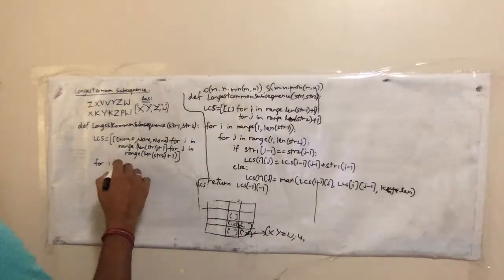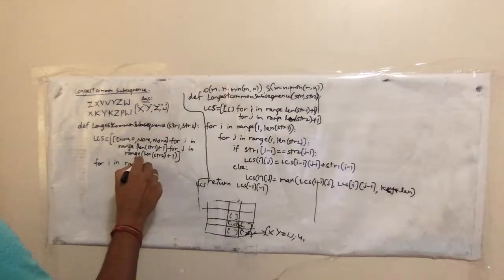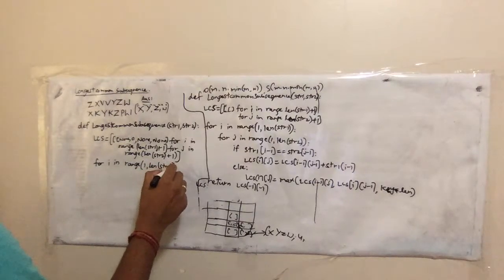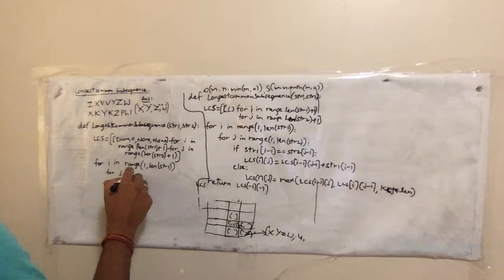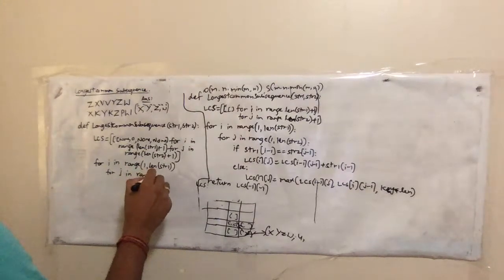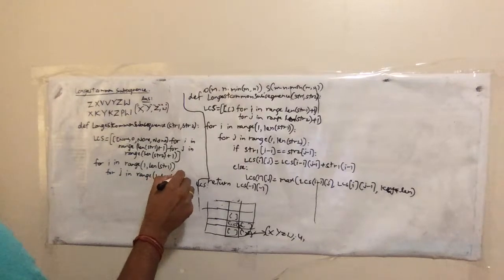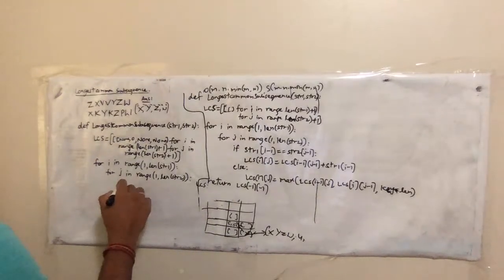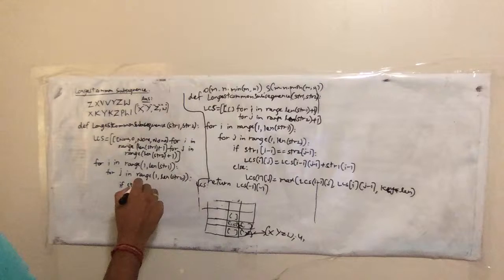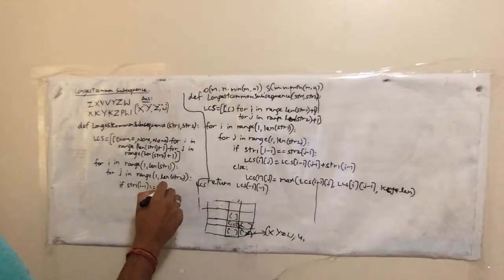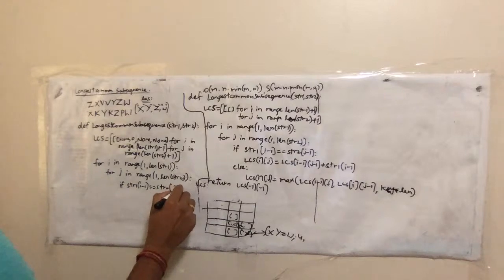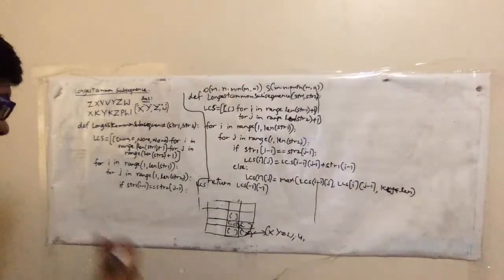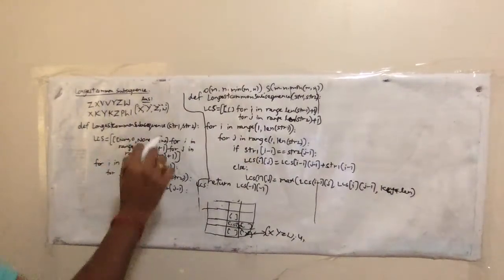I in range, so still 1 and the string 1, for j in range 1 to length of string 2. Okay, so if string 1 I minus 1 is equal to string 2 j minus 1. Okay, so we shouldn't concatenate now. We have to do differently using these values.